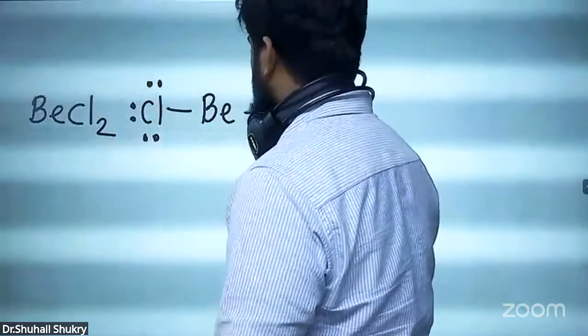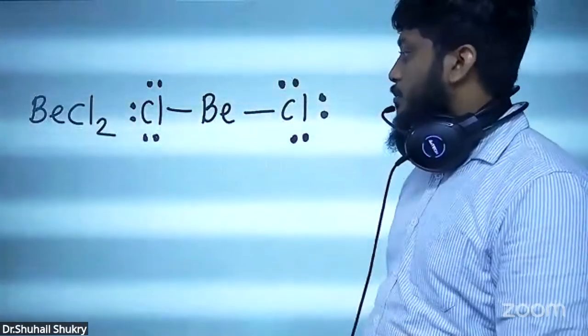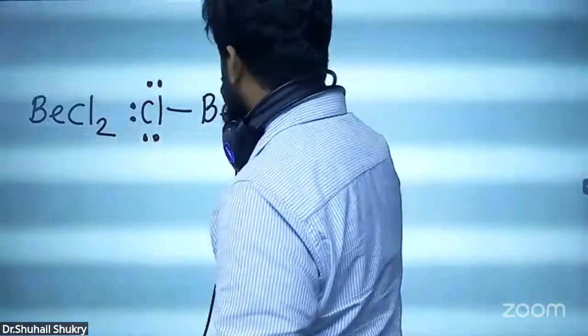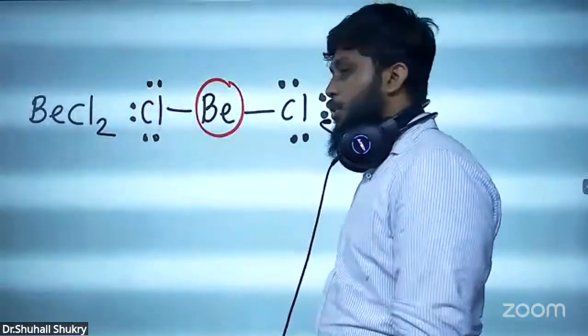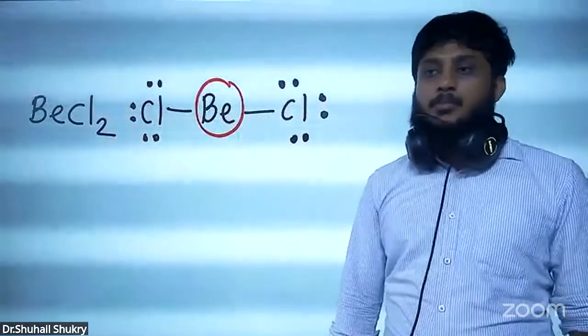Now this is only BeCl2. If you want to see a molecular shape, you have to see the central atom. Around the central atom, when you are deducing the shape, there are certain steps to write to deduce the shape. What is the first step to write?